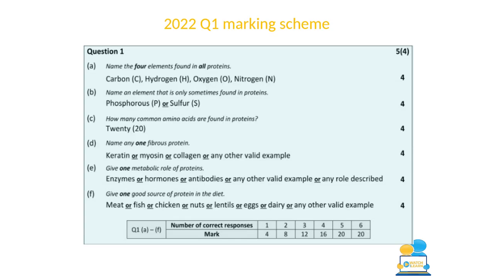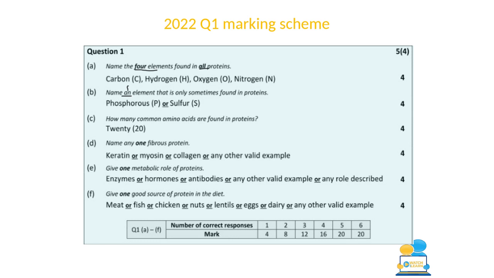So just taking a quick look through the marking scheme, again, you can see the 4 elements that are found in all proteins, the C, H, O, and N, carbon, hydrogen, oxygen, and nitrogen. The 2 elements that are sometimes found in proteins, we only need to give one. And when it says name an element, pretend there's a 1 on top of that. Name one element that is sometimes found in proteins.